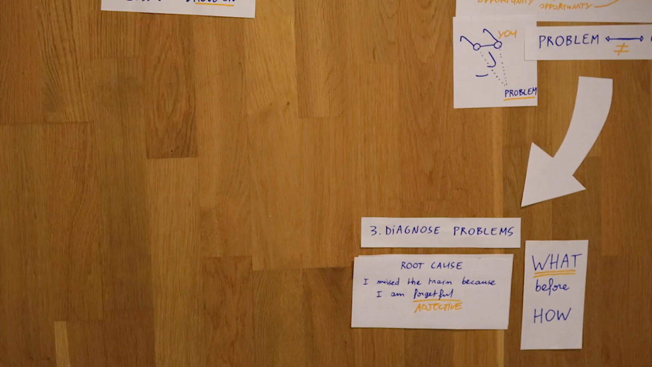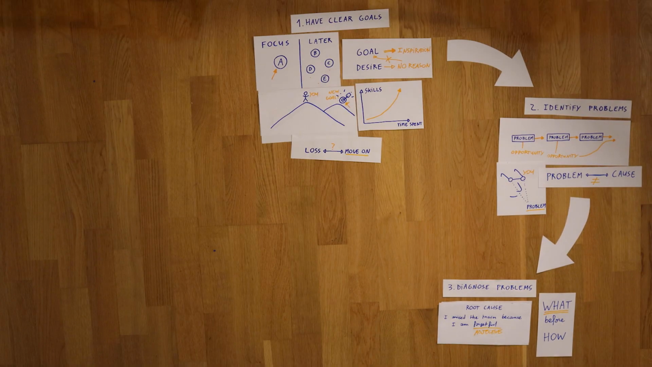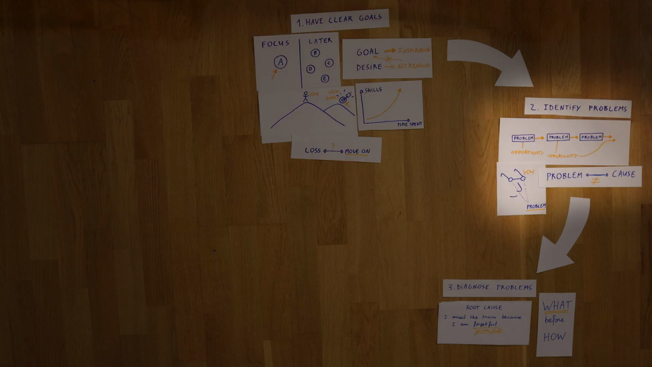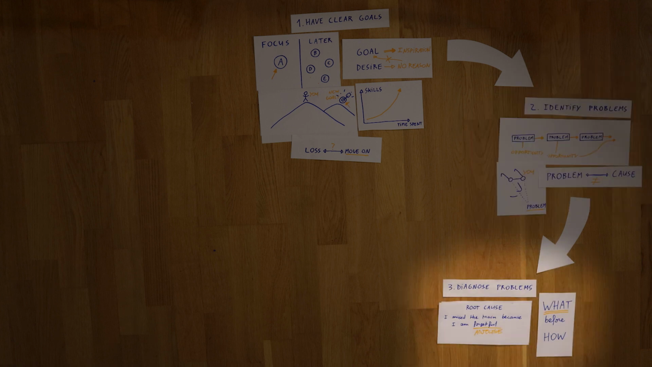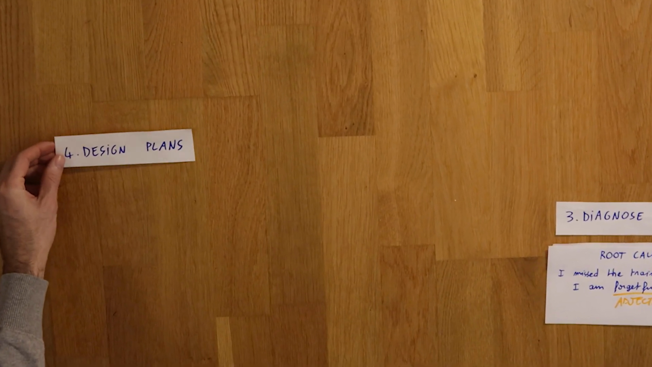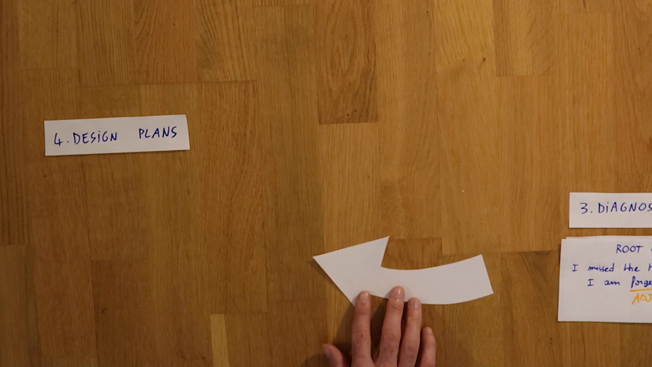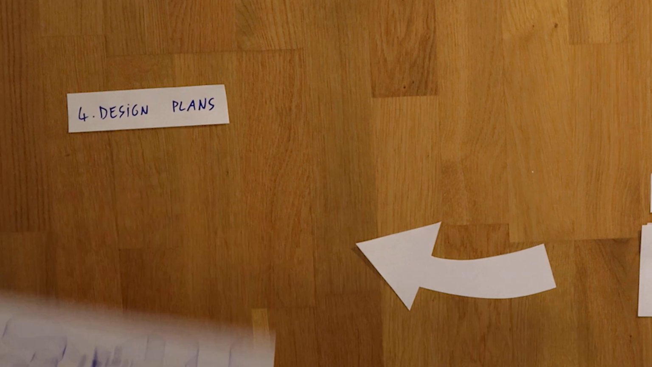So you now have laid out a foundation of goals, you've looked at what problems are standing between you and your goals, and you've analyzed and diagnosed these problems to look at where they come from. The second to last step is about designing plans that will get you around the problems. So essentially it is taking a first look at how to solve them.